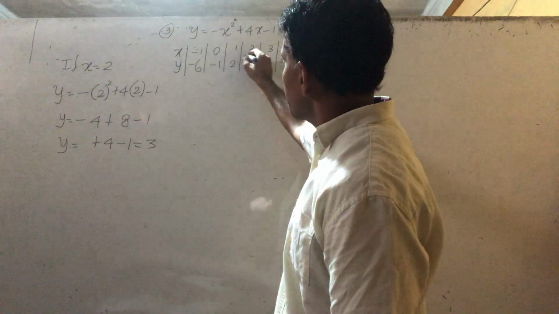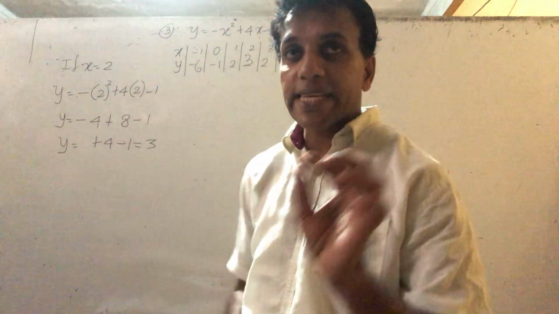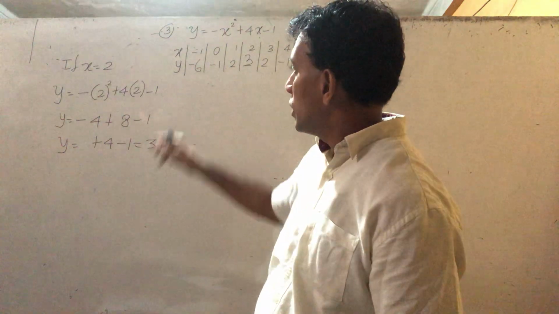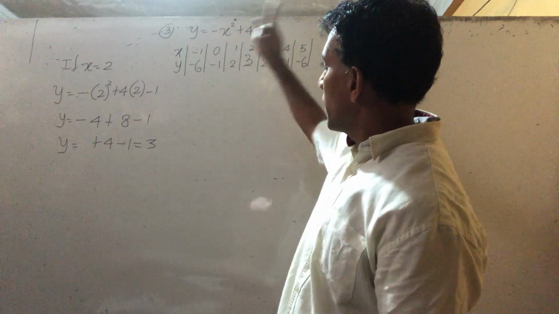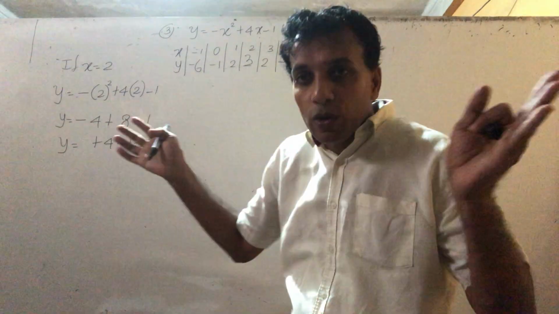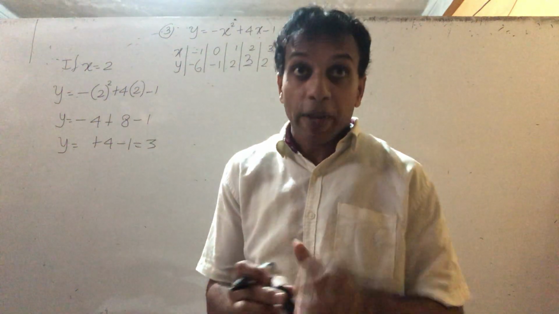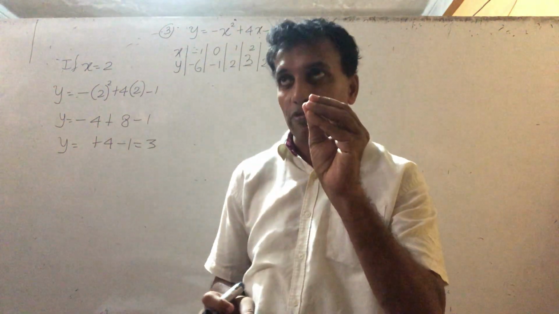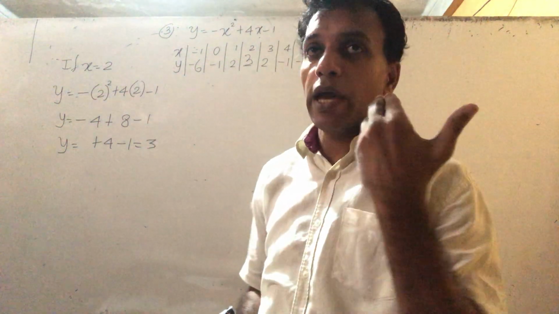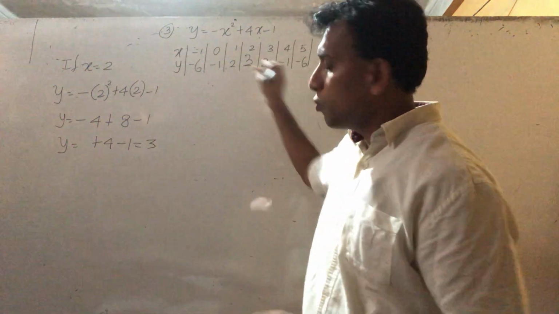As I mentioned in many videos, after completing the table, see the y values: minus 6, minus 1, 2, 3, 2, minus 1, minus 6. The y values always become symmetrical from both extremes. Always check that. If you miss that, you can't get the actual graph; the graph will be wrong, with different shapes. So y always becomes symmetric.